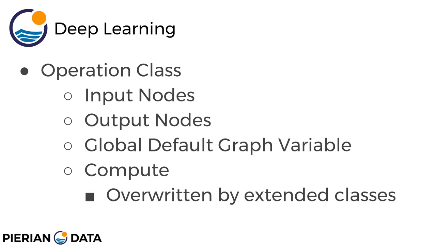Then inside of this operation class, we'll also have a global default graph variable, which we'll explain in a second, and then we'll have a compute method. And this compute method is going to be essentially overwritten by an extended class that inherits this operation class.